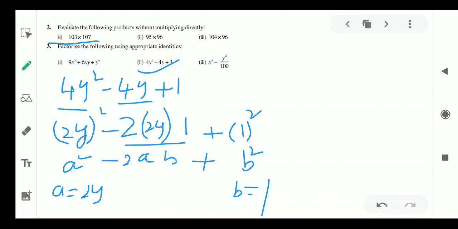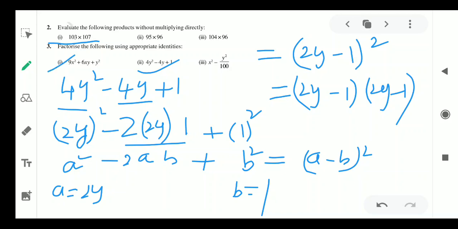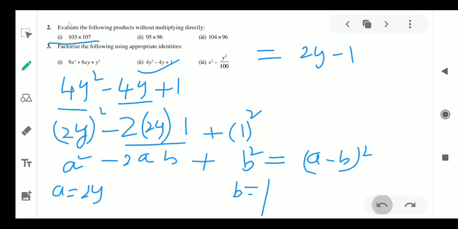Now what is the formula? A minus b whole square. So a minus b whole square means a is 2y, b is 1, so 2y minus 1 whole square. How can you write this? 2y minus 1 into 2y minus 1. These are the factors. Hope that you understand. This is also the same model. The first one is the a plus b whole square model, and this is the a minus b whole square model. Now let us see the third question.